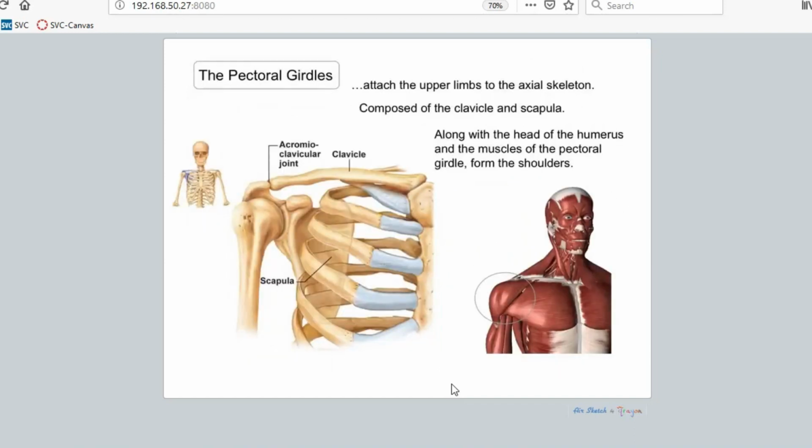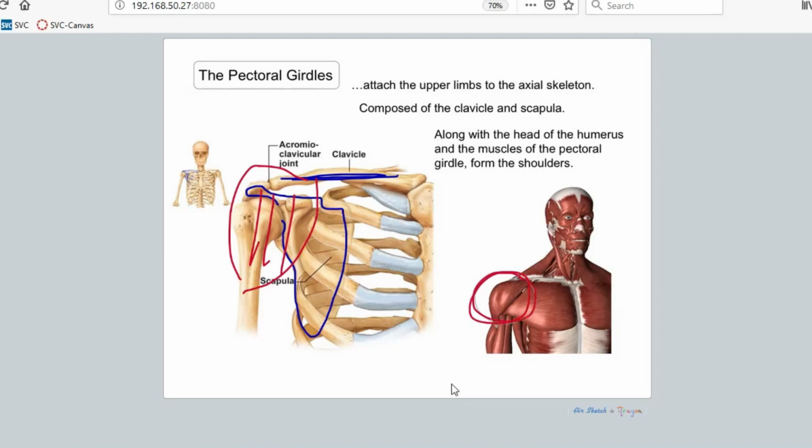Okay, let's take a look at the pectoral girdles. Again, these are part of the appendicular skeleton. This is the axial skeleton here, and we have the bones of the pectoral girdle that attach the upper limb to the axial skeleton here. So what bones does this consist of? We have the clavicle anteriorly, and then we have the scapula posteriorly. And when you take this pectoral girdle and you put muscles over it and all that kind of stuff, then that collectively forms the shoulders.